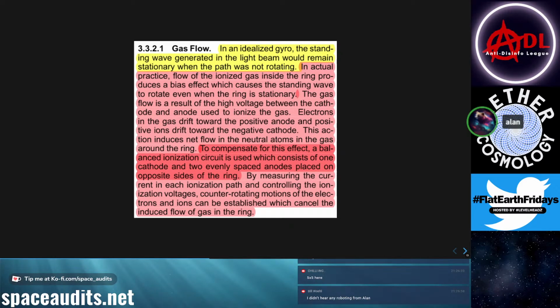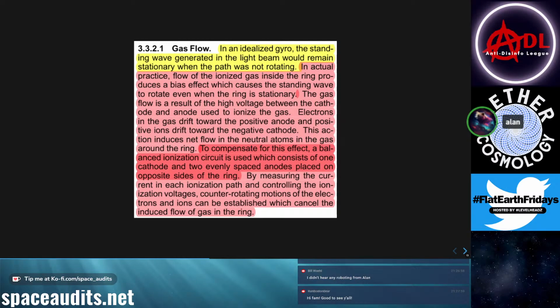Okay, so gas flow. In an idealized gyro, the standing wave generated in a light beam would remain stationary when the light path is not rotating. In actual practice, the flow of the ionized gas inside the ring produces a bias which causes the standing wave to rotate even when the device is stationary. The gas flow is a result of the high voltage between the cathodes used in the ionization of the gas. Electrons in the gas would shift towards the positive anode and the positive ions shift towards the negative cathode. This introduces a net flow of neutral atoms in the gas around the ring.